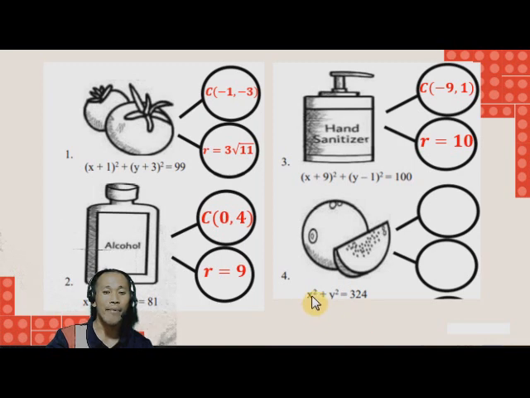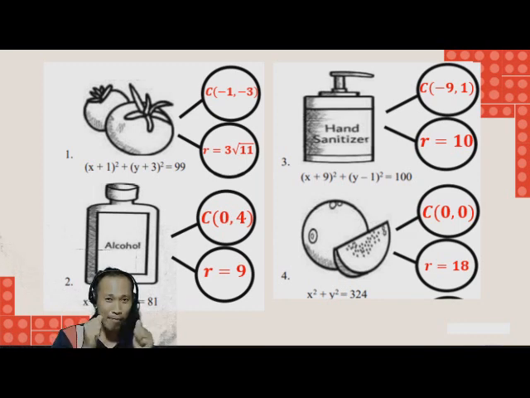Okay, so here we have x squared plus y squared. Wow, it's so easy because you don't have a group of x, and for y here, you don't have a parenthesis. So just put 0, 0, or the point of origin. And then you have the radius is equal to square root of 324. Do we have square root of 324? Yes, we have. And the answer for that is 18. So we have radius is equal to 18. I hope you got all the 4 problems correctly now.